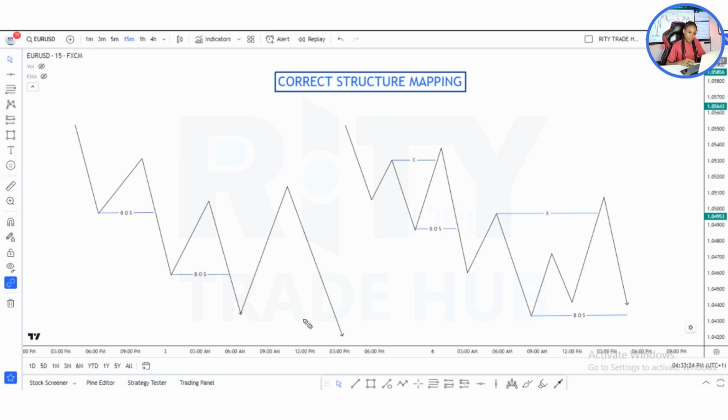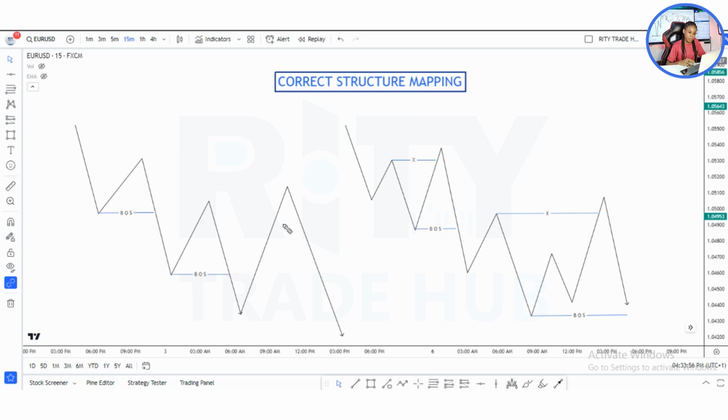Okay, so right here now guys, how do we identify our major structure high? Our major structure high is valid when it breaks a major structure low. We have a structure high here, we have another structure high here, but these are not major structures. Obviously we can see that this high broke this previous low, but this is not a valid major structure because it did not break a major structure low right here.